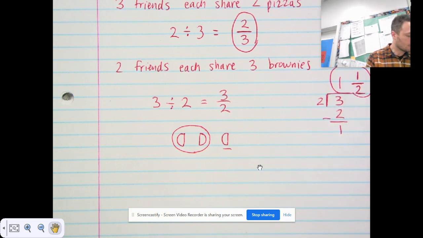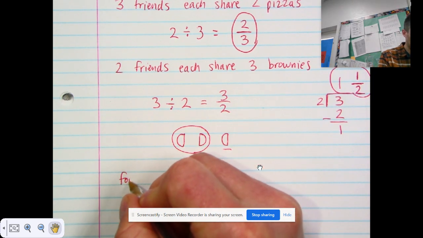Let's do another example. Let's say there are 4 families.